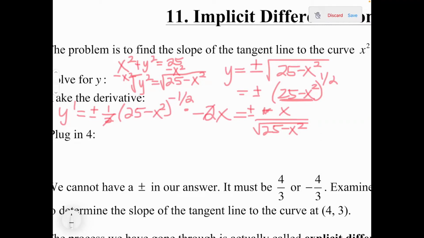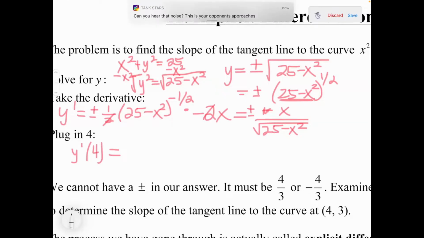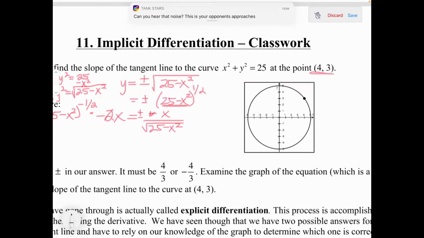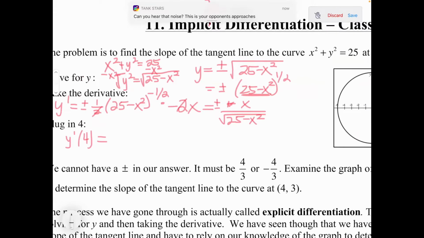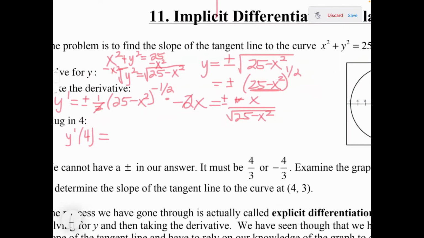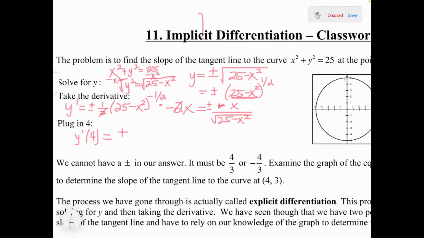All right, then we're going to plug in 4. So we get y prime of 4, because we're trying to find the derivative at (4,3). So y prime of 4 is going to be equal to plus or minus 4 on top. The square root of 25 minus 4 squared, which is 16. 25 minus 16 is 9. The square root of 9 is 3. So we get positive or negative 4 over 3.